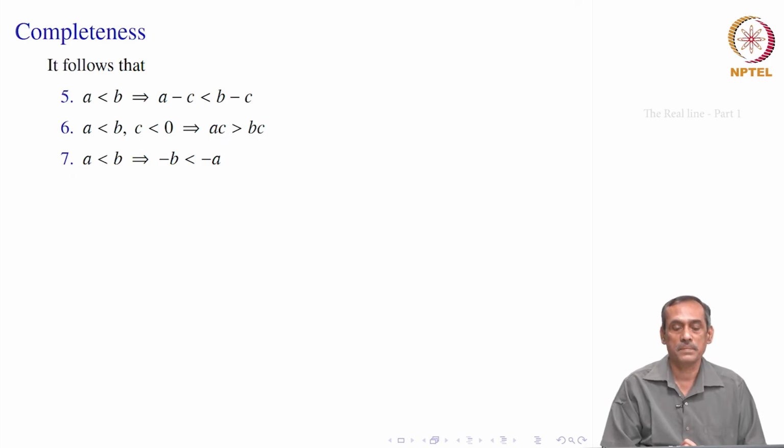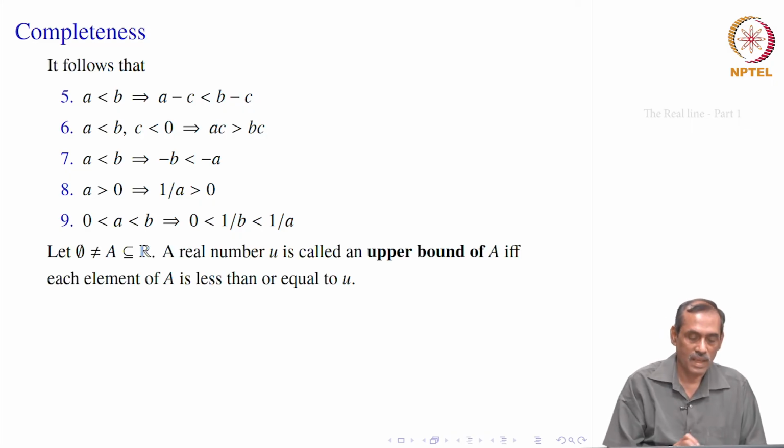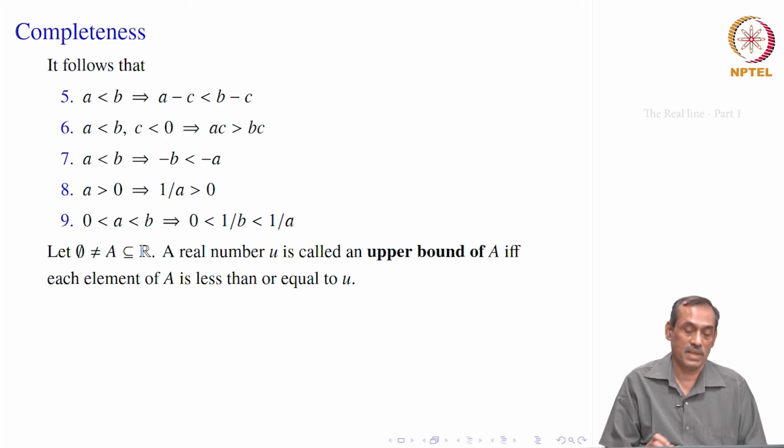If A is less than B, then minus B will be less than minus A. And if A is positive, then 1 by A is also positive. This also is another property which follows from the earlier order properties. If you take any two numbers, say A and B, such that A is in between 0 and B, so both A and B are positive, but A is less than B, then on the other side, when you take the reciprocal, that is 1 by, it will be reversed. You will say that 0 is less than 1 by B, which is less than 1 by A.